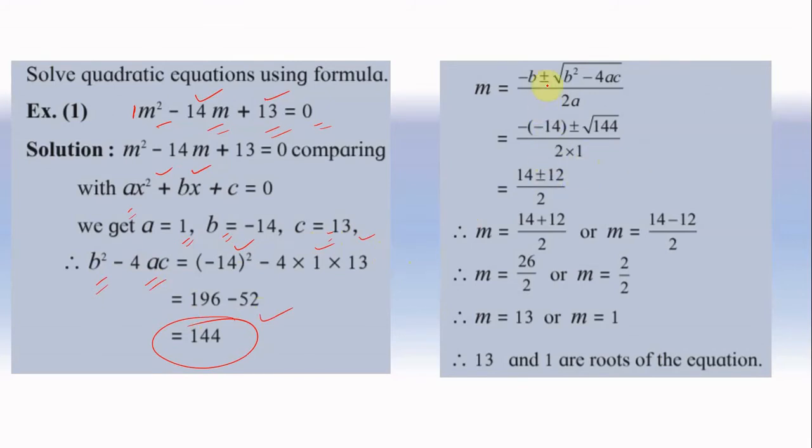Now what is remaining? The formula says minus b plus or minus root of b square minus 4ac. We got b square minus 4ac as 144, and b is already known to us as minus 14. Minus of minus 14 is plus 14, and the square root of 144 is 12. It can be plus or minus according to the formula, upon 2a. A is 1 here, that means 2a is equal to 2. We are having two answers here, 14 plus 12 upon 2, and 14 minus 12 upon 2, which will give either 13 or 1. These are the two roots of the equation m square minus 14m plus 13.